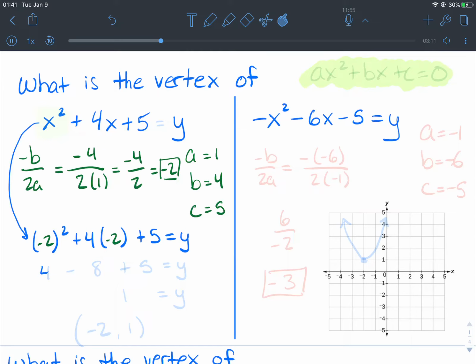Negative 2 squared is 4. 4 times negative 2 is negative 8. And then plus 5. 4 minus 8 is negative 4. Negative 4 plus 5 is 1. So we have a y value. So the vertex will be at negative 2, 1. So we can go negative 2, 1 on our graph, and that would be your vertex.